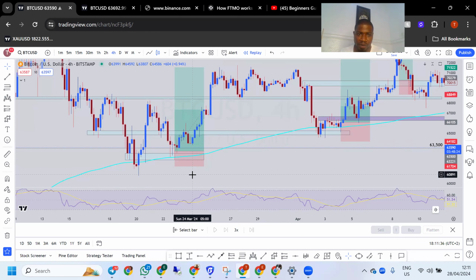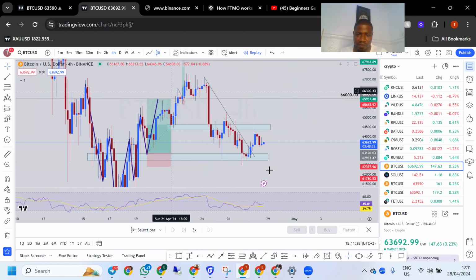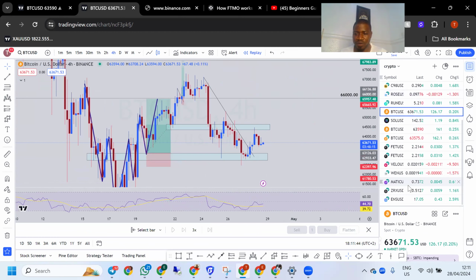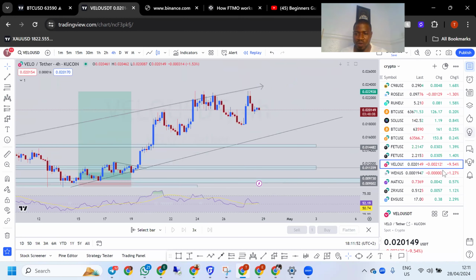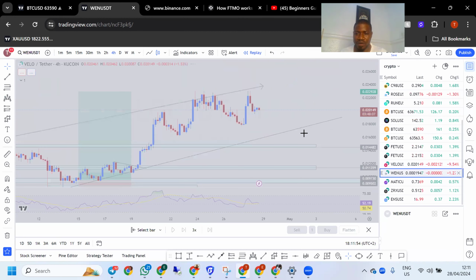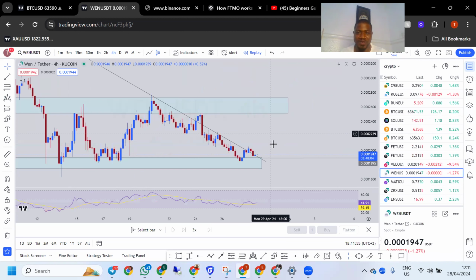If market forms a bullish engulfing, if this ends up a bullish engulfing candle, I'm going to buy this one. I'm going to buy this one, or this one. This is what I'm going to do.